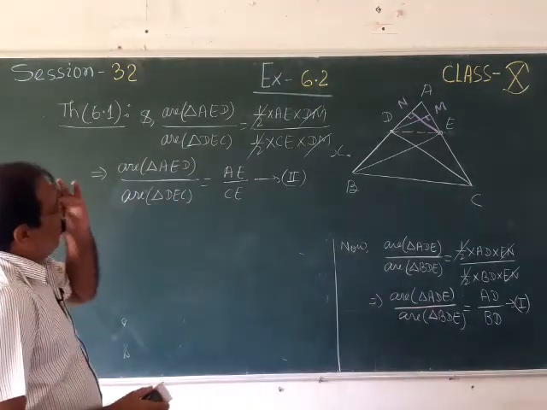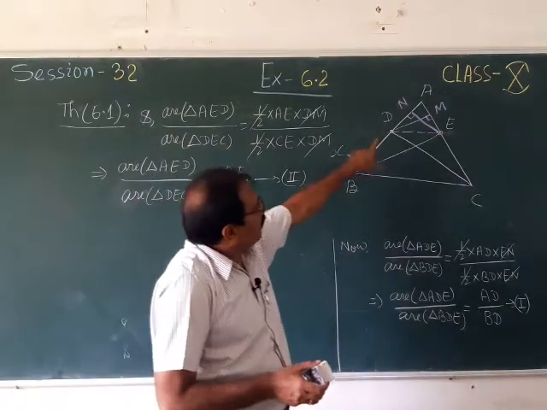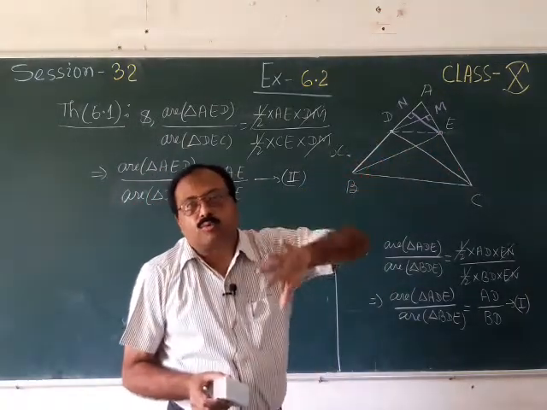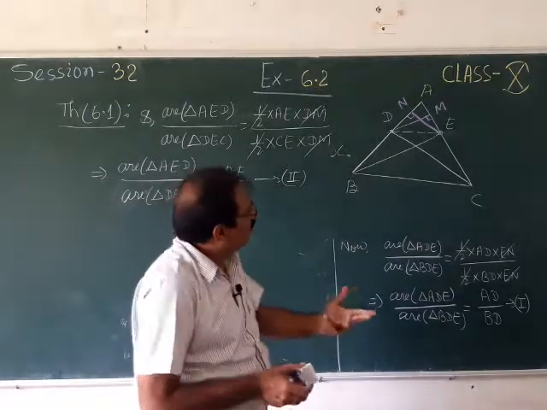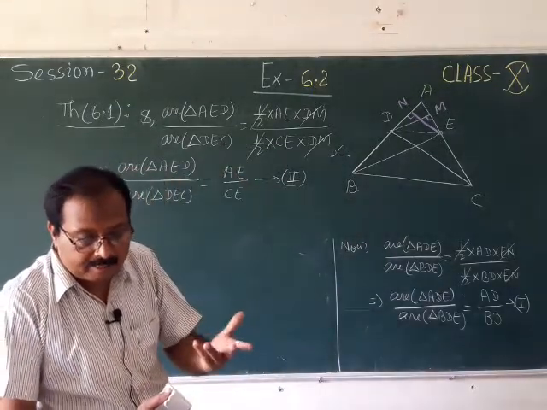Now area AED and area ADE, AED and ADE both are the same triangle. Both are the same type of triangle. So their area remains the same.